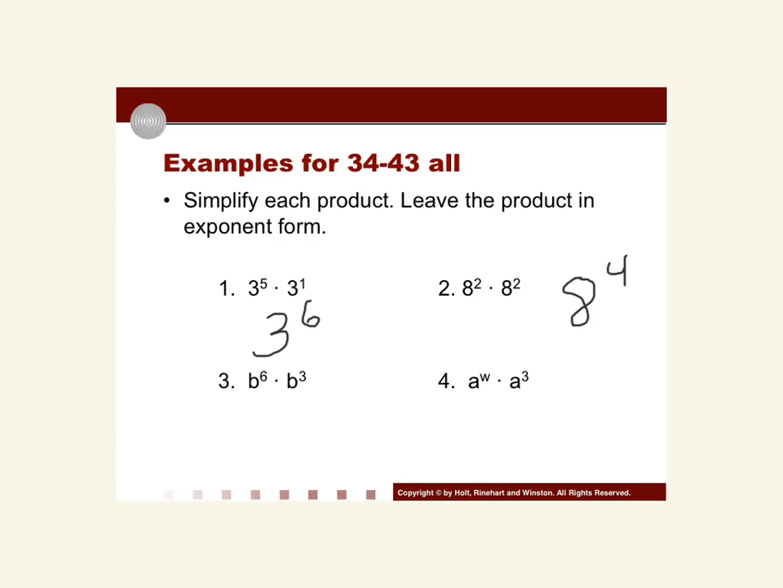Number 3, when it's variables, we seem to pick this up really quick. The base stays the same, and we add the exponents. Notice that in 1 and 2, the bases were numbers, but they still stayed the same: 3 to the sixth, 8 to the fourth, as we did here in b to the ninth. And then in example 4, the base would stay the same as a, but we're adding those exponents. Well, w and 3 are not like terms, so we have to write it as a sum, w plus 3.